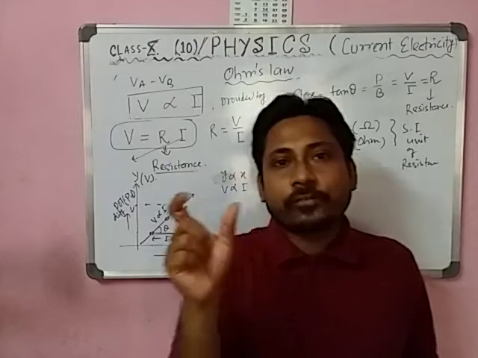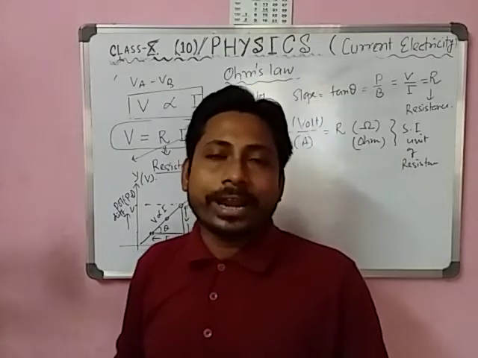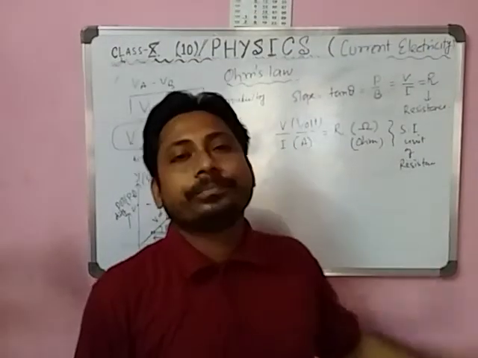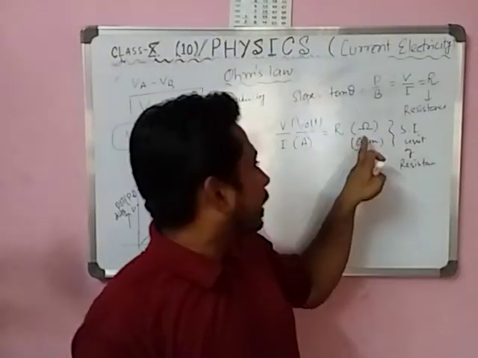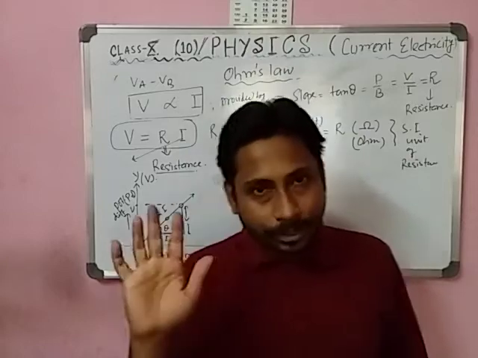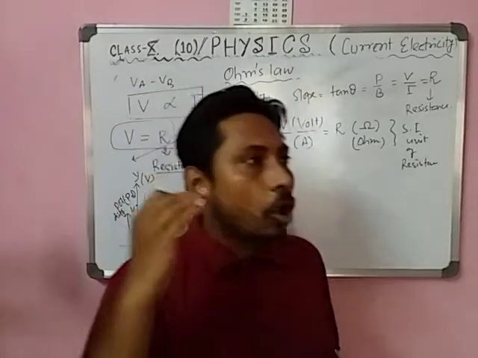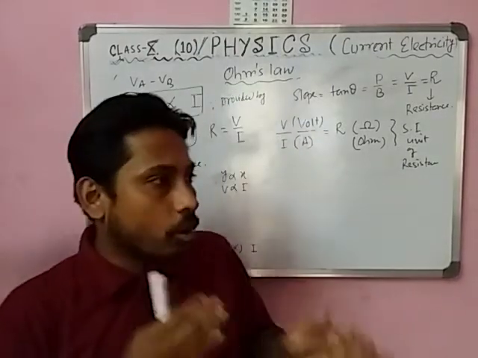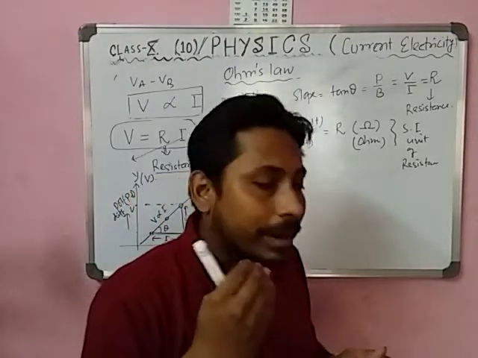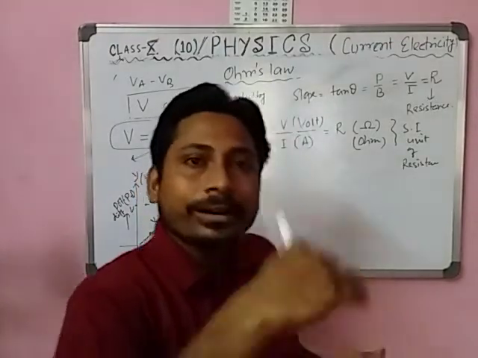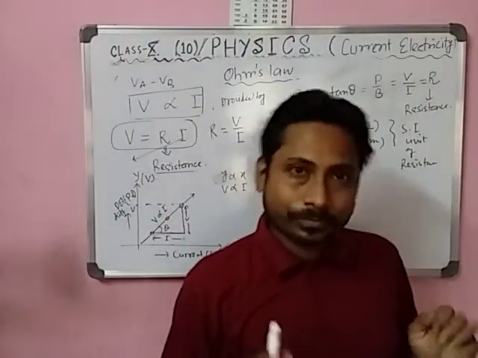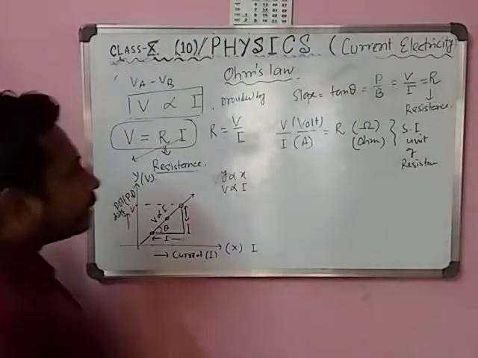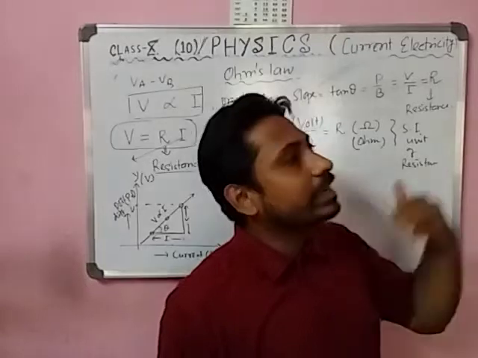So this is the definition of resistance, and you will write the SI unit of resistance is ohm. So what is called resistance? The obstruction offered to the flow of current by the conductor is called resistance. Get it? Resistance means that which resists the current.